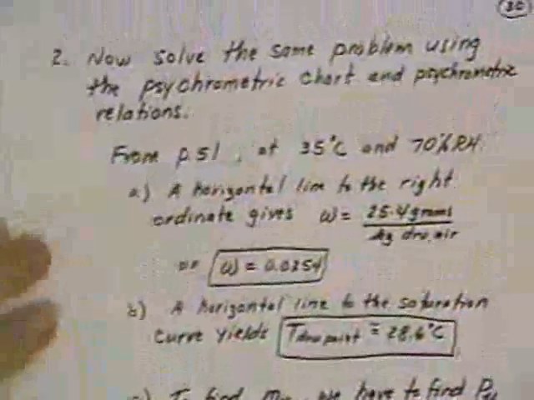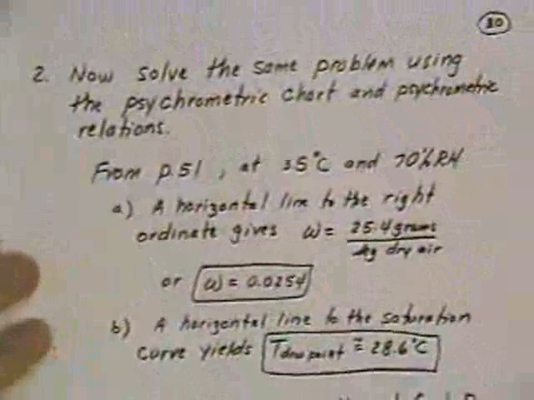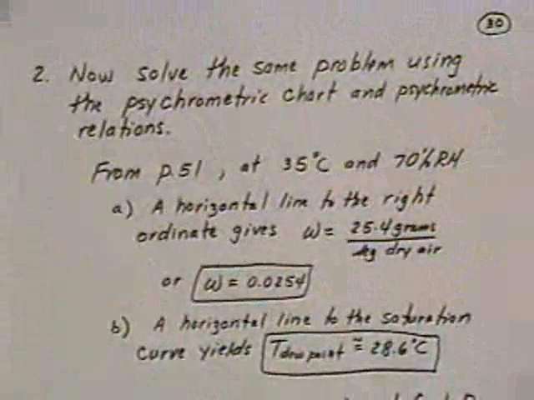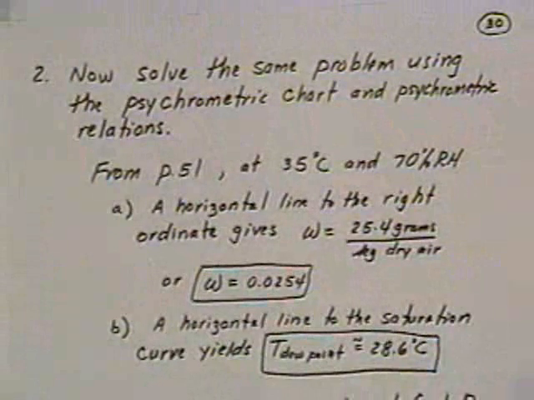So let's take the same problem now and solve it using the psychrometric chart and the psychrometric relations. Some of the things are going to be very easy to find on the psychrometric chart, and so this is the second part of the problem. Let's go straight to the psychrometric chart, and we'll put it back at the same point that we had before, and take a look at what we can get directly off the psych chart.